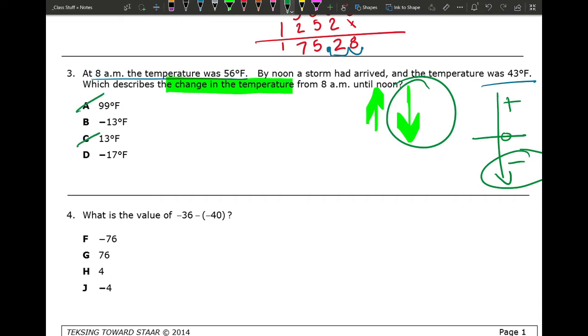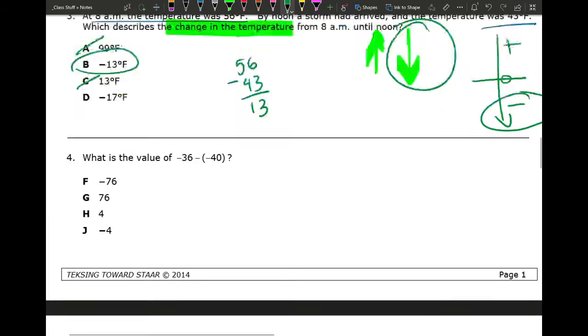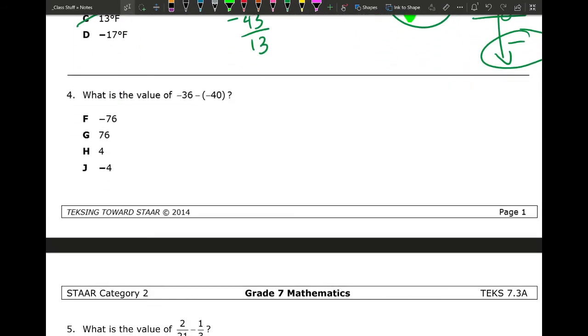Now to find the change, all I have to do is subtract 56 minus 43, which in this case is 13. And my answer is B. Any questions on that one? Anybody? Number 4. What is the value of negative 36 minus a negative 40?